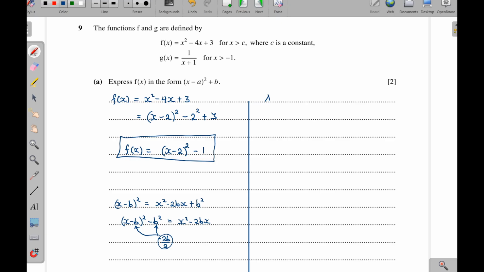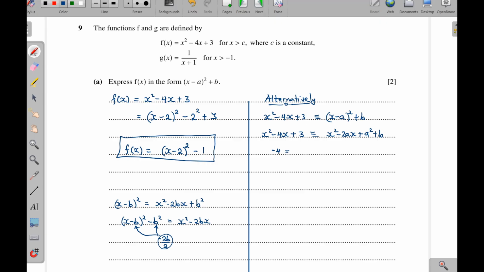Okay, alternatively, by expanding and equating coefficients, we shall also have the same answer. So you have x squared minus 4x plus 3. This one is the same as, now you equate to this one here, x minus a, then squared, then plus b. Then we open the brackets on the right hand side. That will be x squared minus 2ax, then plus a squared, then plus b. The coefficient of x squared is a 1. Even here it is a 1. Then the coefficient of x here is a negative 4.